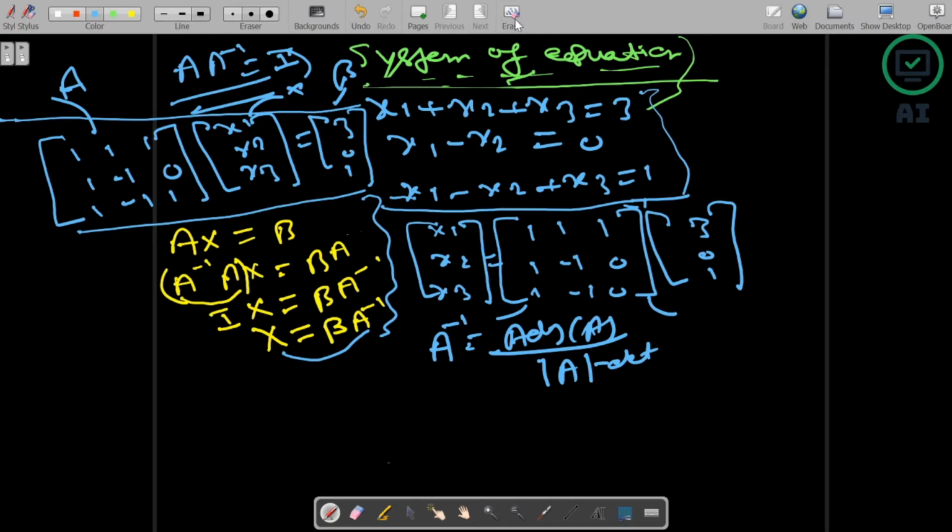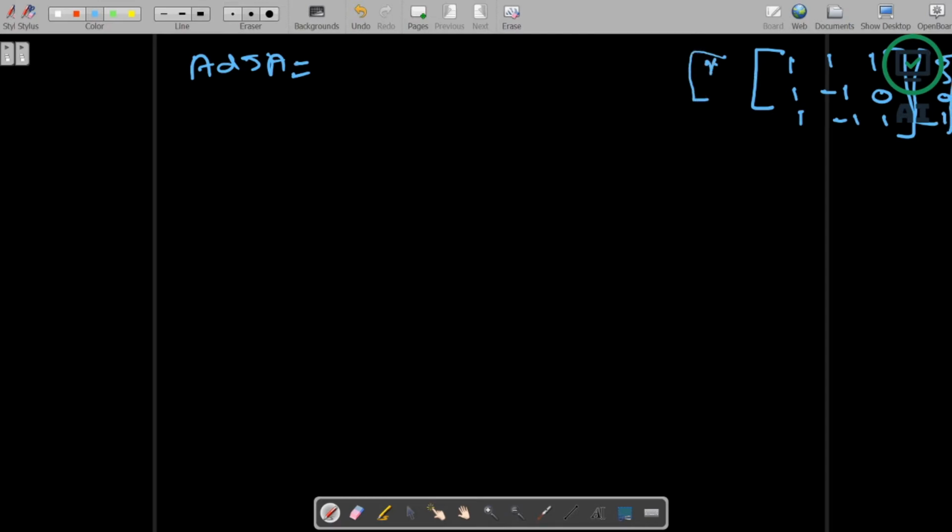Let me erase this part. We have to find out the adjoint of A. That matrix was nothing but [1, 1, 1; 1, minus 1, 0; 1, minus 1, 1], and then it was [3, 0, 1], and here x1, x2, x3 equal to, and we have to find the inverse of this.